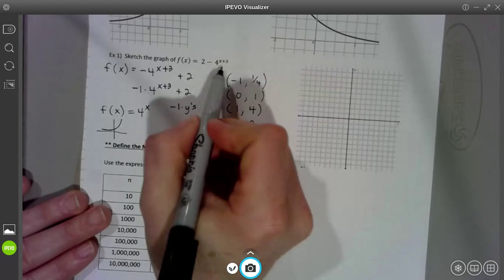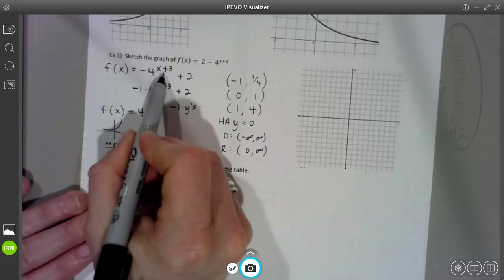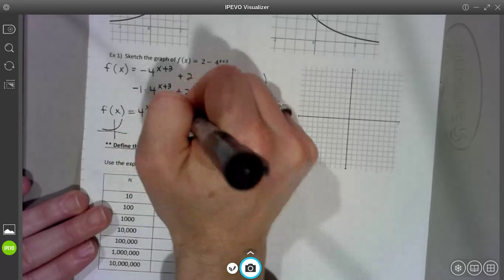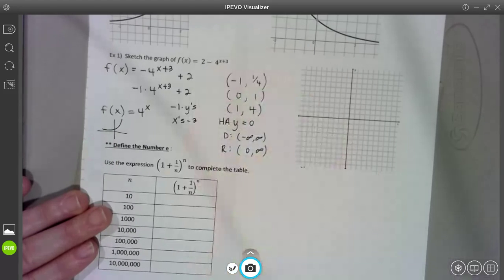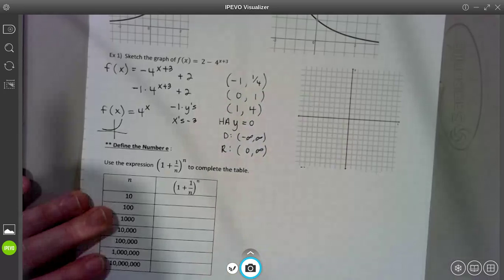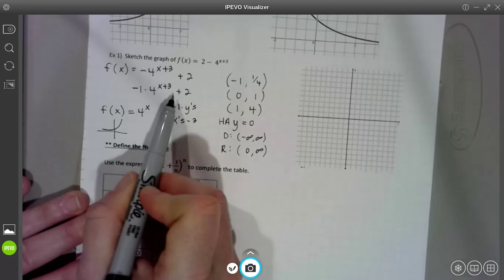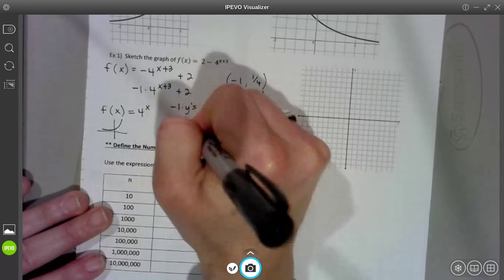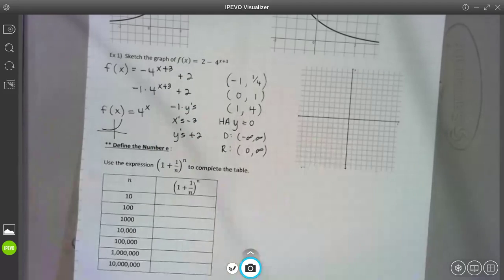All right. This +3 up here, that's happening to the x's. So it has the opposite effect. That's going to cause a horizontal shift to the left 3 units. We're going to take the x's and we're going to -3 from them, right? It's going to cause the whole graph to shift left 3. And then this +2 is on the outside of the function. So that's being added to the y's, and it's going to cause the whole graph to shift up 2 units.